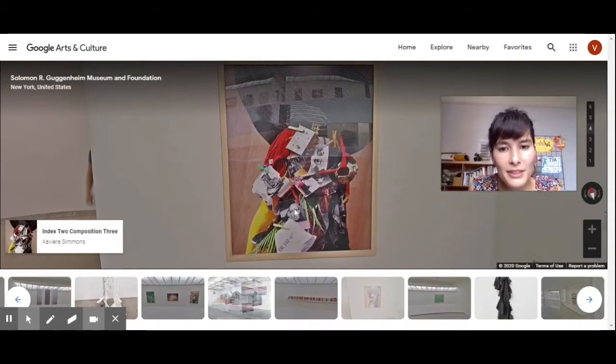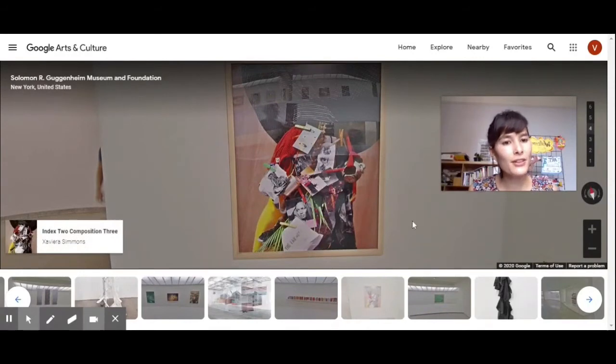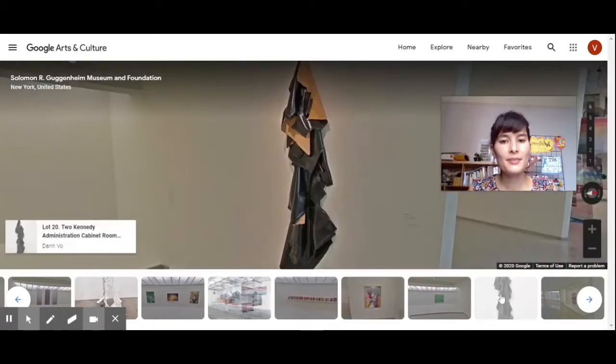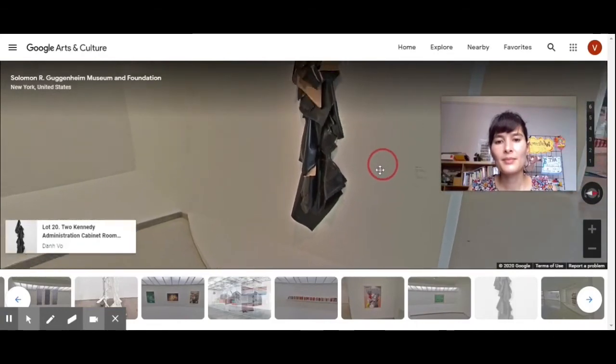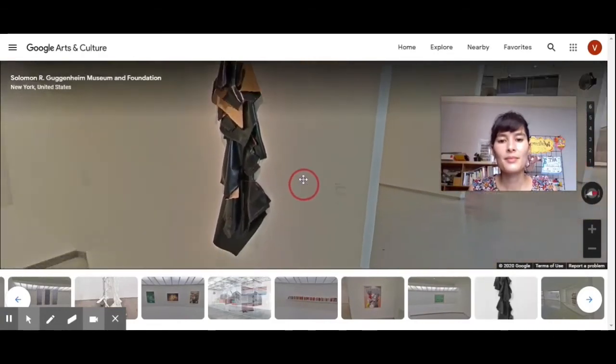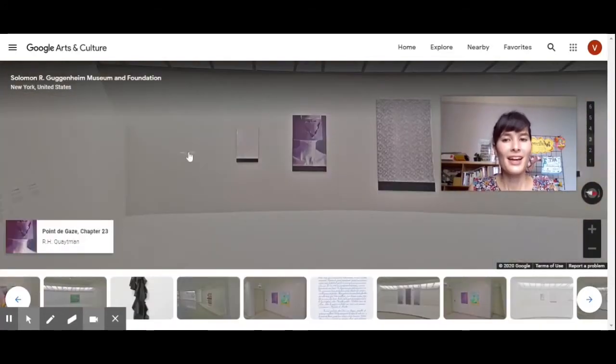Who do you think that person is on that photograph there? Why are all these photographs pinned to this pile? What do you think this pile is? Another sculpture. All right, let's go to a different museum.